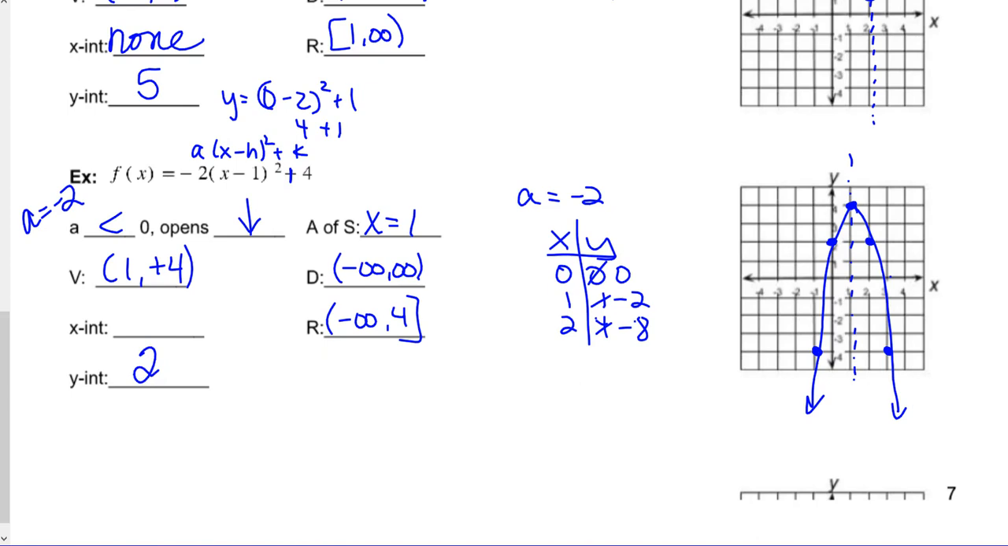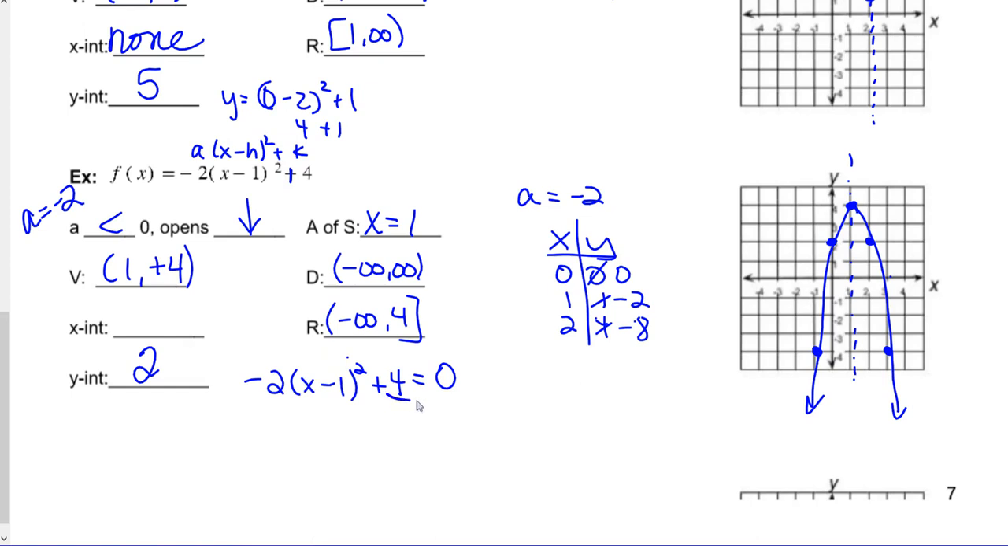But here's the case when I have to find my x-intercepts, and I need to set the y value equal to 0. So basically I need to set negative 2 times x minus 1 squared plus 4 equal to 0, and now we need to solve that. There are multiple ways to solve this, but the easiest way is to get this quantity squared by itself, square root both sides, and solve for x. You can square it all out and use the quadratic formula if you want, but I think the easiest way is to isolate this expression.